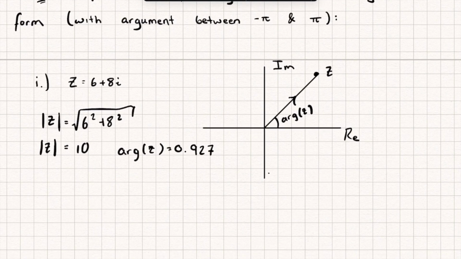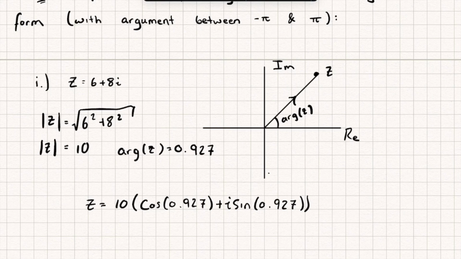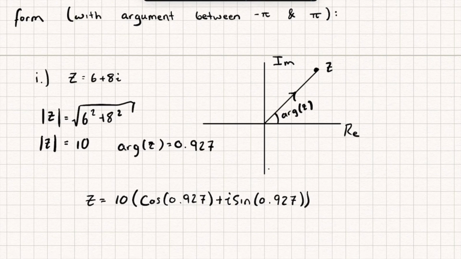So let's put it into our modulus argument form. So I've got z is equal to 10 multiplied by cos 0.927 plus i multiplied by sine 0.927. And so that is another way of expressing that complex number z.